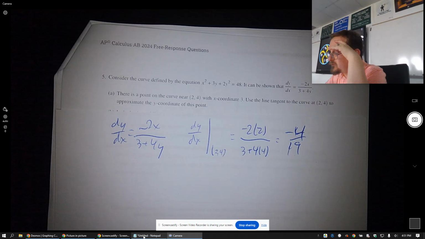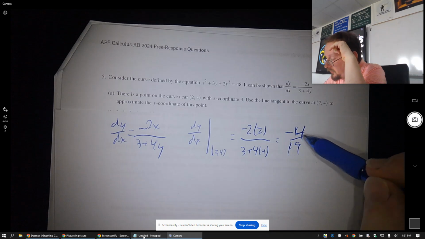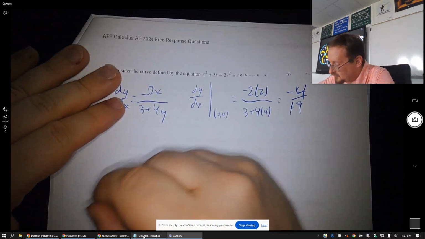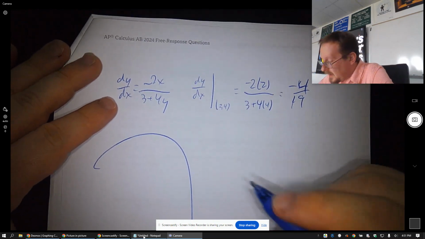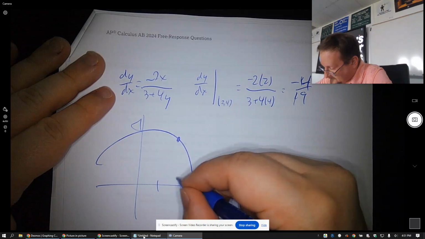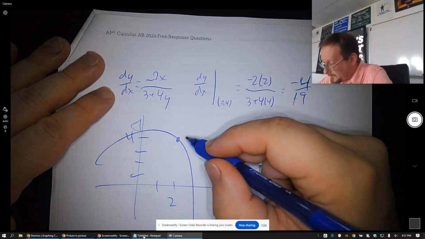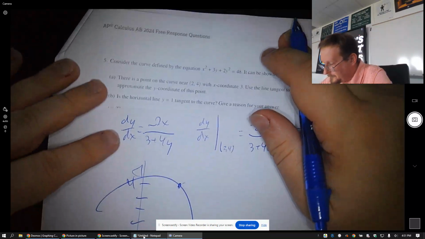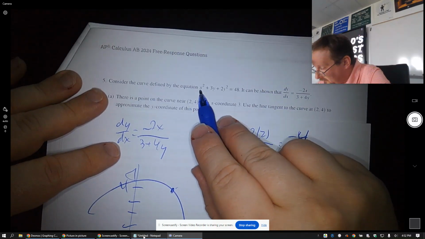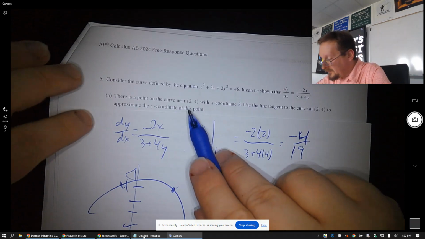Okay. So this is a negative. Here's what I'm seeing in my brain: this curve is some snaky thing, and then 2, 4 is the point on the curve. All right. Does this solve this? Okay, I'm going to resist, no, I'm going to use my calculator.